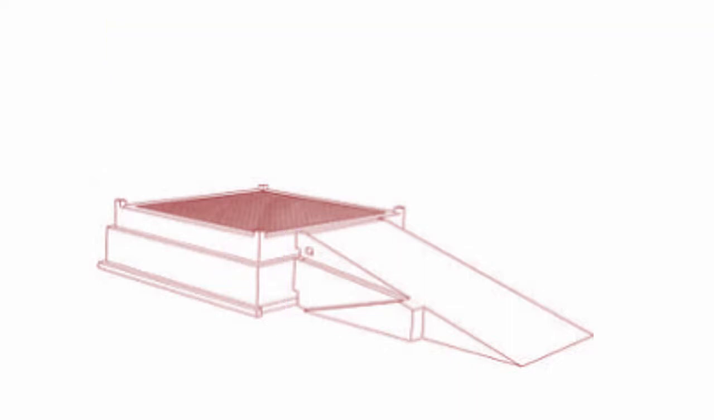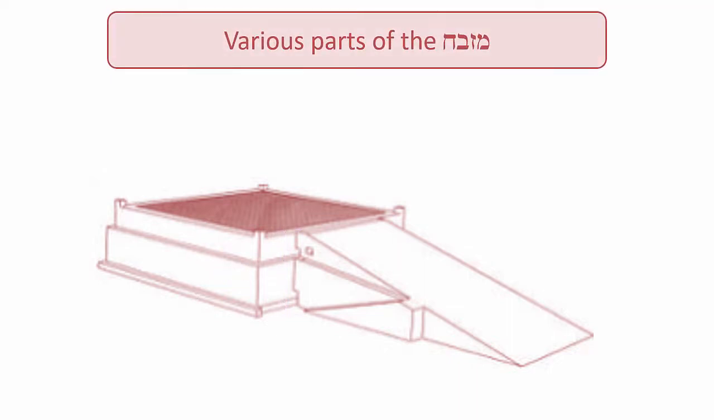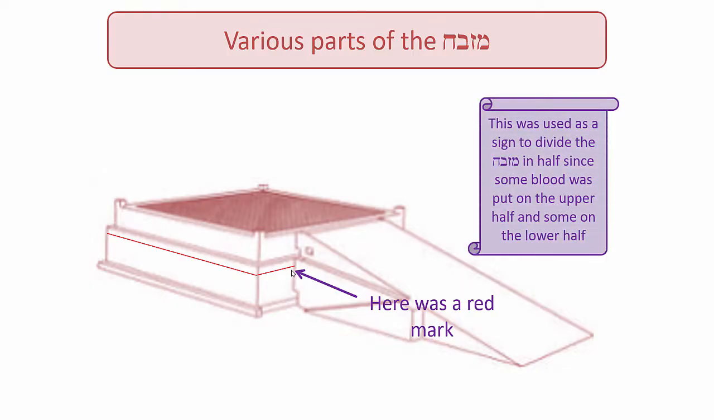And now we're going to move on to various parts of the Mizbeach. So we'll start off with this red mark over here. So this red mark was used as a sign to divide the Mizbeach in half, since some blood was put on the upper half of the Mizbeach and some on the lower half. And it was right here, which is 5 tfachim lower than the Soviv. We'll just do the math really quickly. The whole Mizbeach was 58 tfachim, because we said it's 10 amas, which is 60 tfachim, but 2 of the amas only had 5 tfachim, so it's 58 tfachim.